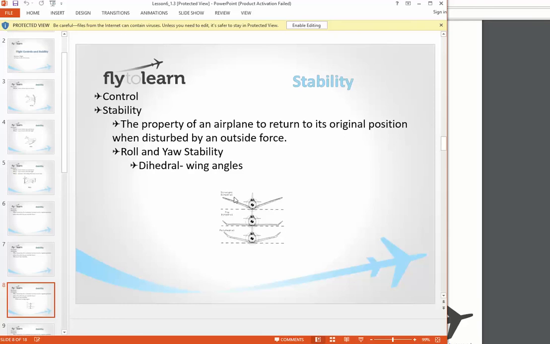Now how dihedral works is it's inherently stable in that if your left side goes down and your right side goes up, say by turbulence, your plane is inherently going to want its left side to go up and the right side to go back down. It wants to stay in this upright configuration here. It's not trying to keep barrel rolling or anything. So basically that's how roll stability works.